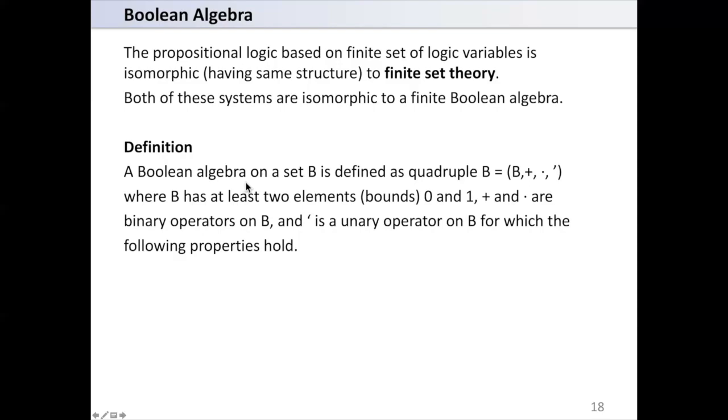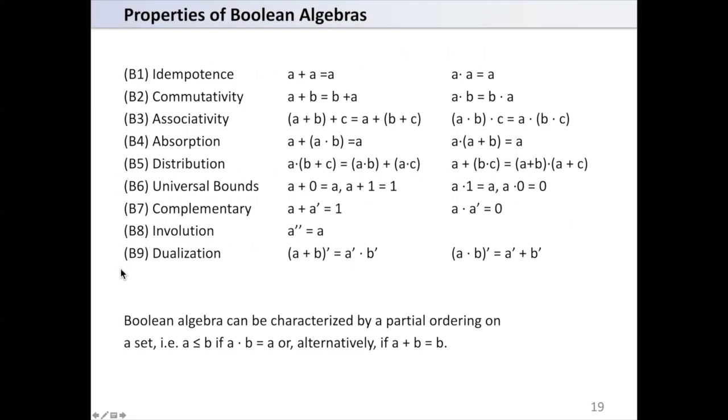A Boolean algebra on a set B is defined as a quadruple: a set B, operations plus, dot, and not, where B has at least two elements, 0 and 1, and plus and dot are binary operators on B, and not is the unary operator on B, for which the following properties hold. These are the properties.